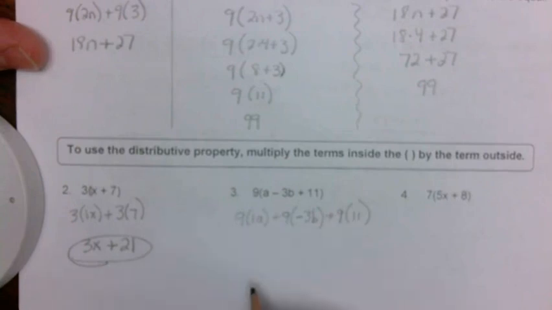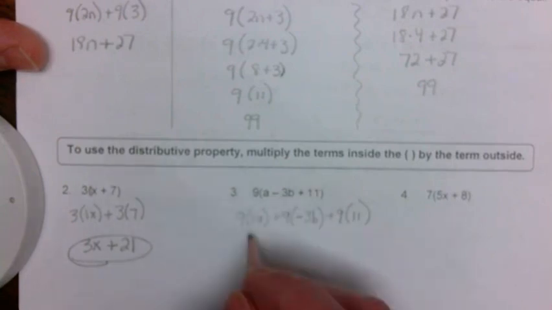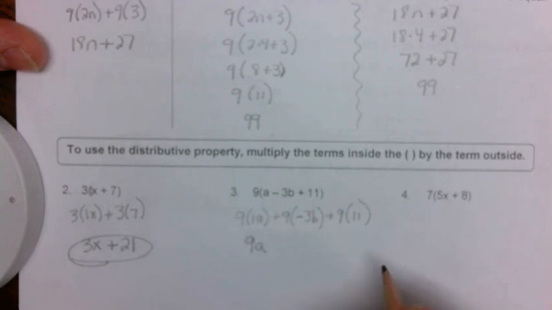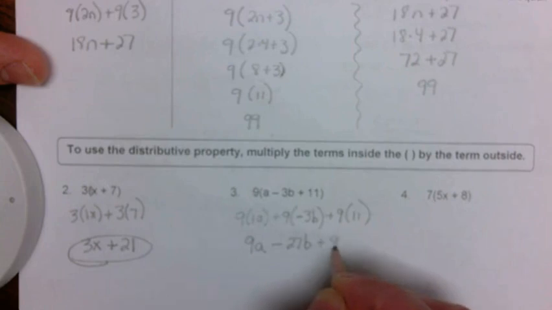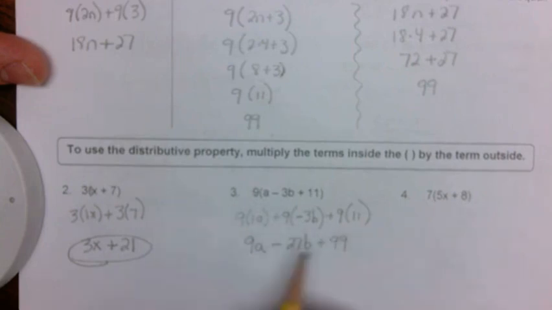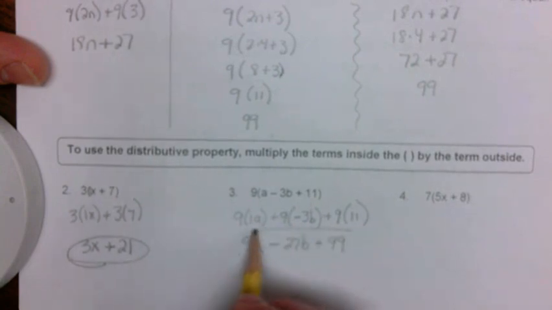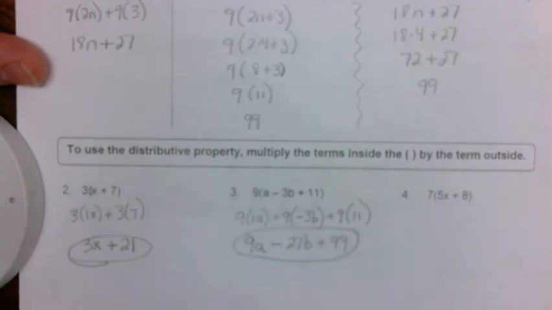Now when we do each part of the multiplication, 9 times 1a is 9a. 9 times negative 3b is negative 27b, so we write minus 27b. And then 9 times 11 is positive 99, so we're going to write plus 99. A's are different than b's. Variable terms can't combine with constants. That is your new equivalent expression.